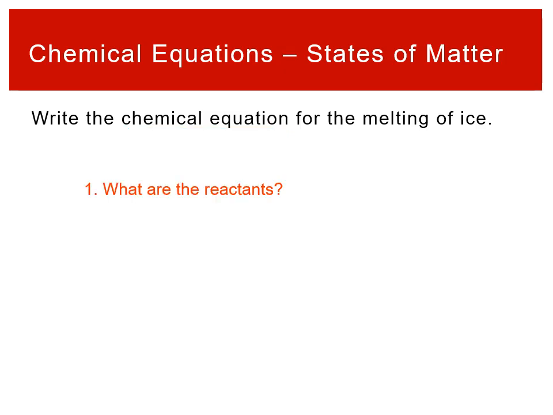So a good place to start is, what are the reactants? Sometimes they're given to us, like in the sample problem, but in this case, we need to figure it out based off of the process that we're looking at. We're looking at melting of ice. So we know that means that we're starting with ice. And ice is solid water, right? Ice is not the name of a substance. Ice is the name of a phase of water. So that's solid water. What are the products?